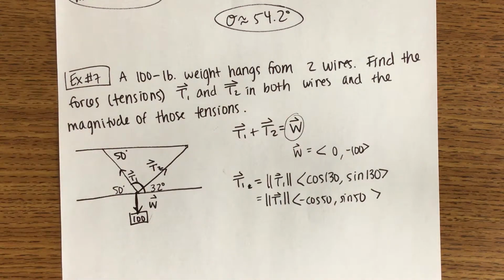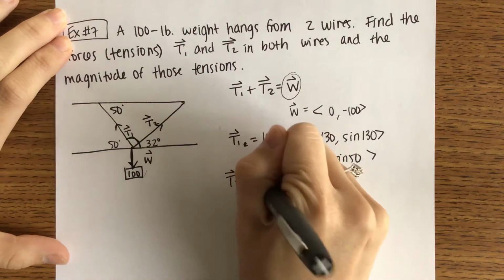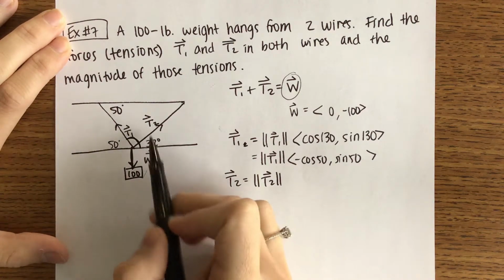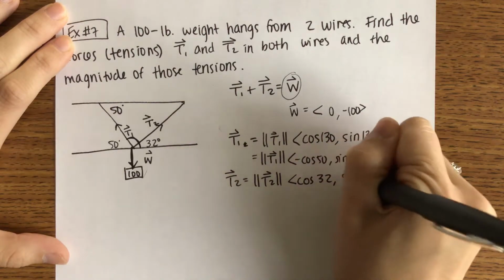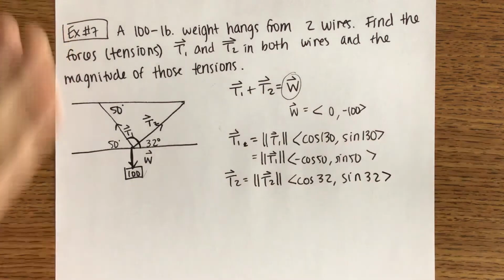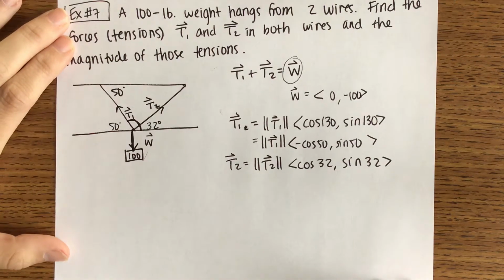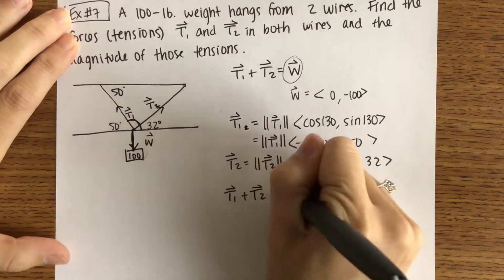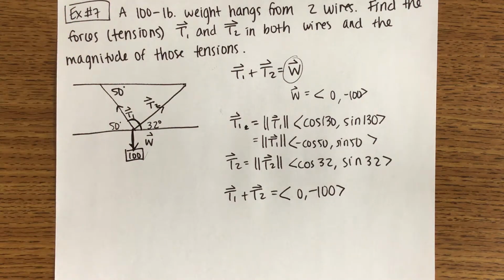Are you all with me? Yeah, we're good? Okay, so let's write our second tension then. This one is a little bit easier. We can just use 32. 32 is already the measurement from the positive x-axis. Okay, and what we said is if I take that first tension and I add that second tension, I should get the vector for the weight, which is 0, negative 100.